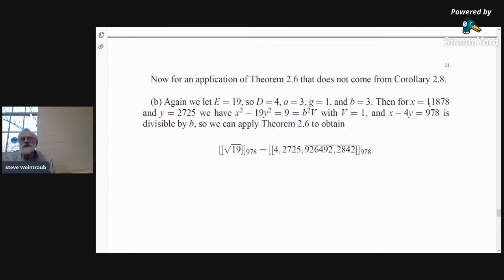And it turns out that that's a solution. X has a solution, x equals 11878 and y equals 2725. And these two numbers, 11878 and 2725, are not divisible by 3. But x minus d times y, which is 978, is divisible by 3. So I get a solution, square root of 19 is 4, and then numerator 978, period 2, starting with A2, and that's the last example that I gave you for less than 1,000.